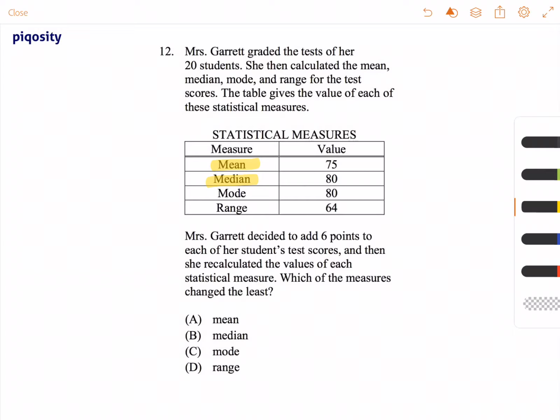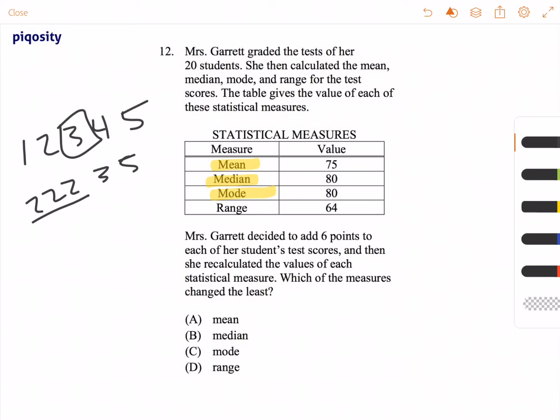Median is the middle number between a set of values. So for example, if you have 1, 2, 3, 4, 5, the median for these numbers is 3. For mode, this is the number that appears the most. So if you have 2, 2, 2, 3, and 5, 2 is your mode.